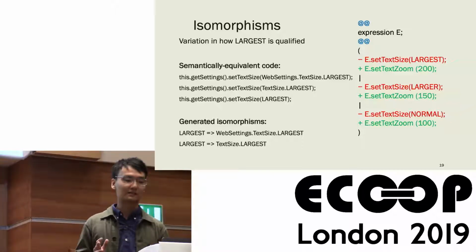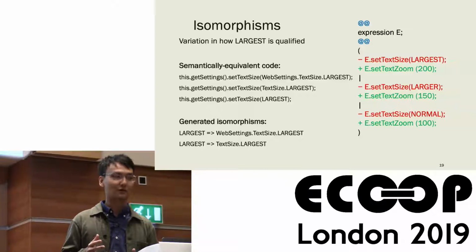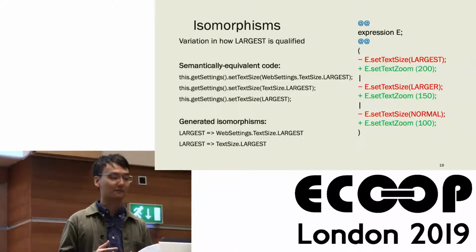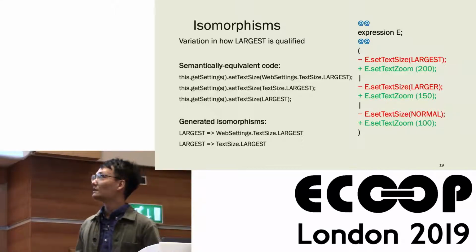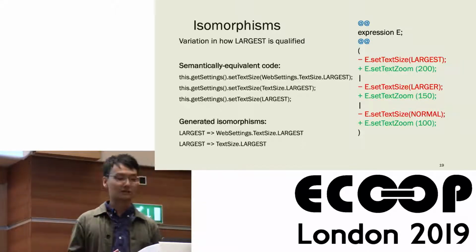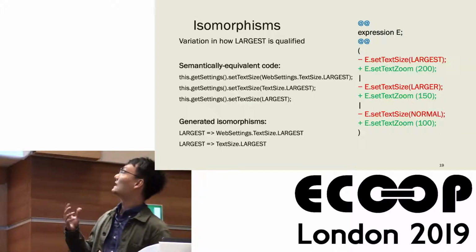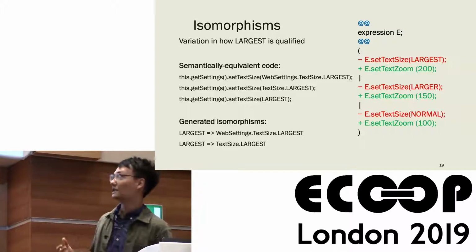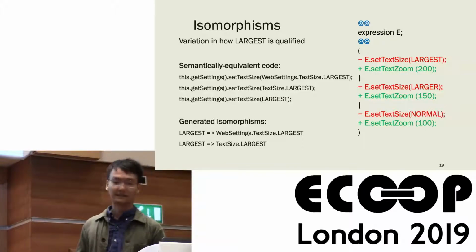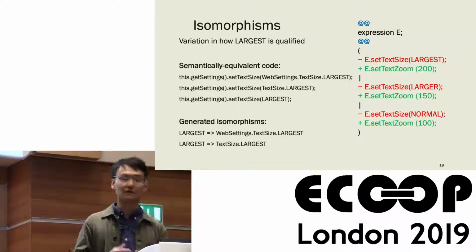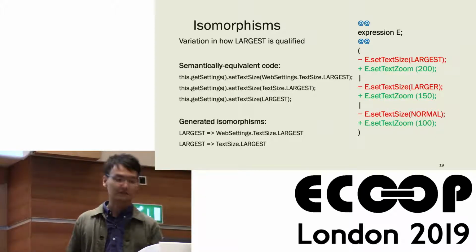So for ease of expression, such that we don't have to express all the different ways a name can be qualified in the semantic patch, we generate the following isomorphisms. What will happen here is that Coccinelle would take the isomorphism in the semantic patch, and the term LARGEST will be expanded to TextSize.LARGEST as well as WebSettings.TextSize.LARGEST. And therefore, this makes it possible to match against all 3 cases with this semantic patch.